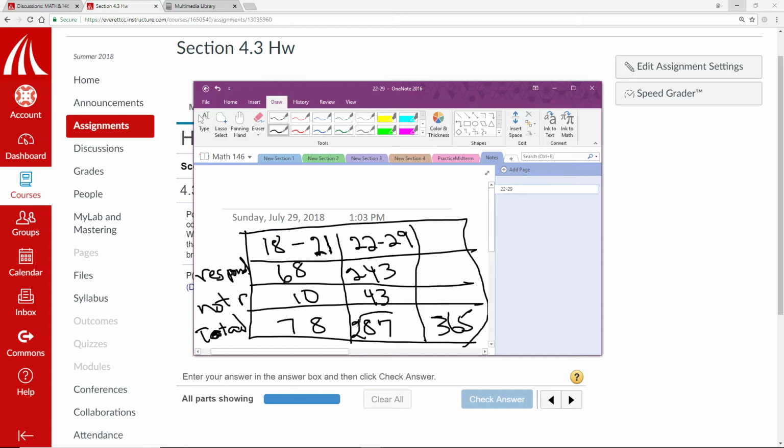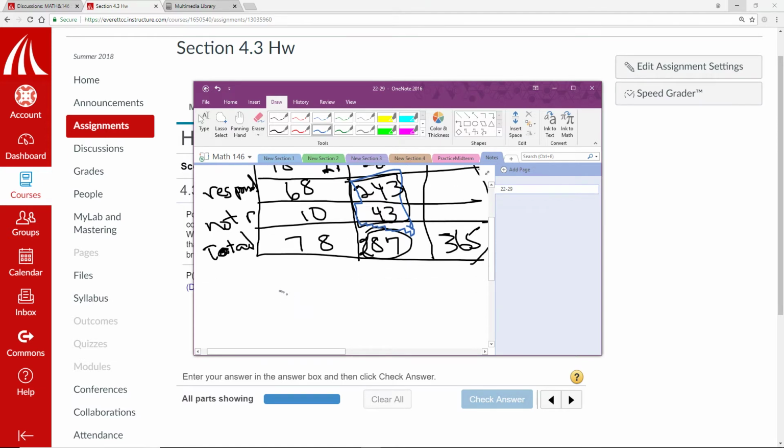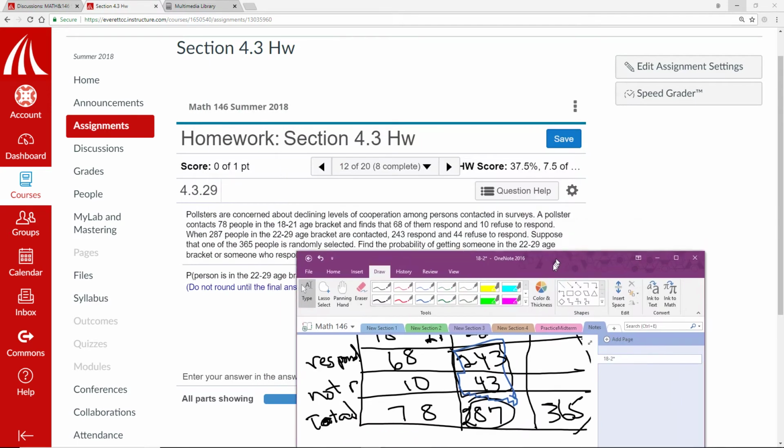There's 287 of them. Maybe I should have changed the color that time. There we go. Okay. Well, the probability of that event will be 287 out of the full 365. But now what we have to do is figure out, what's the probability of the other part?